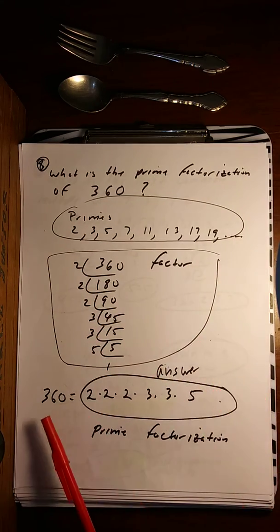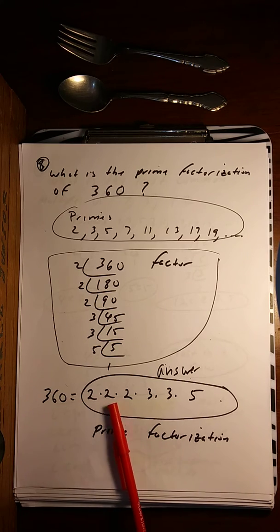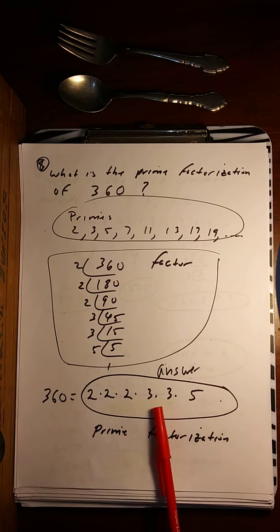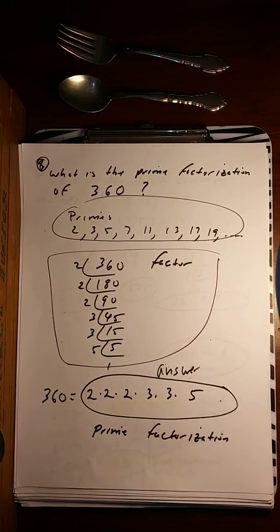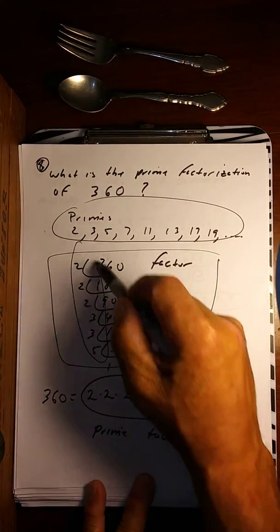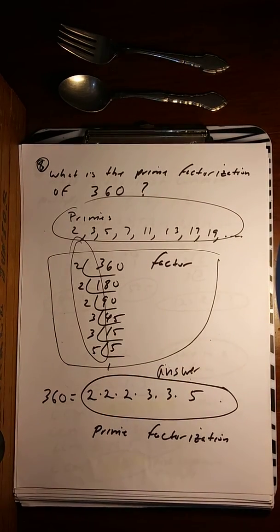So we have all these numbers here. The prime factorization of 360 is 2 times 2 times 2, 3 of those, 3 and 3, and 5. We got them from right here. That's where they're from.